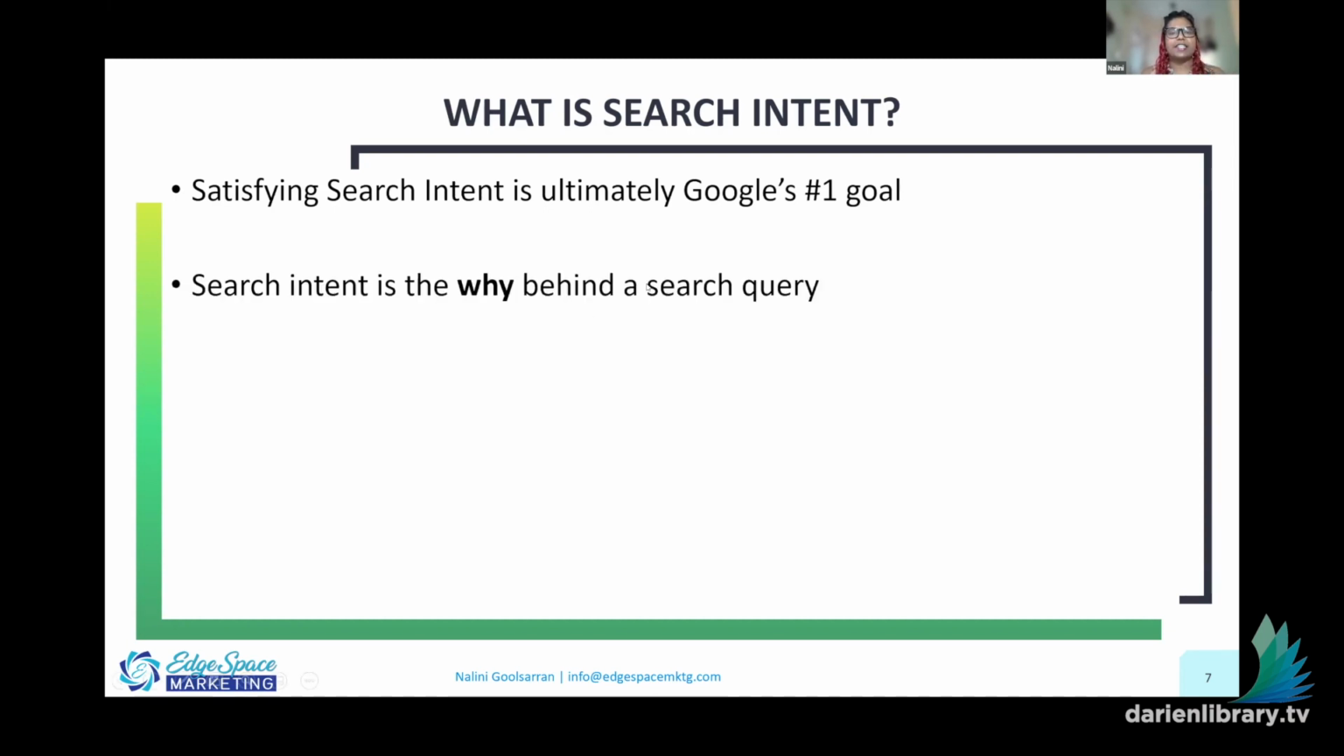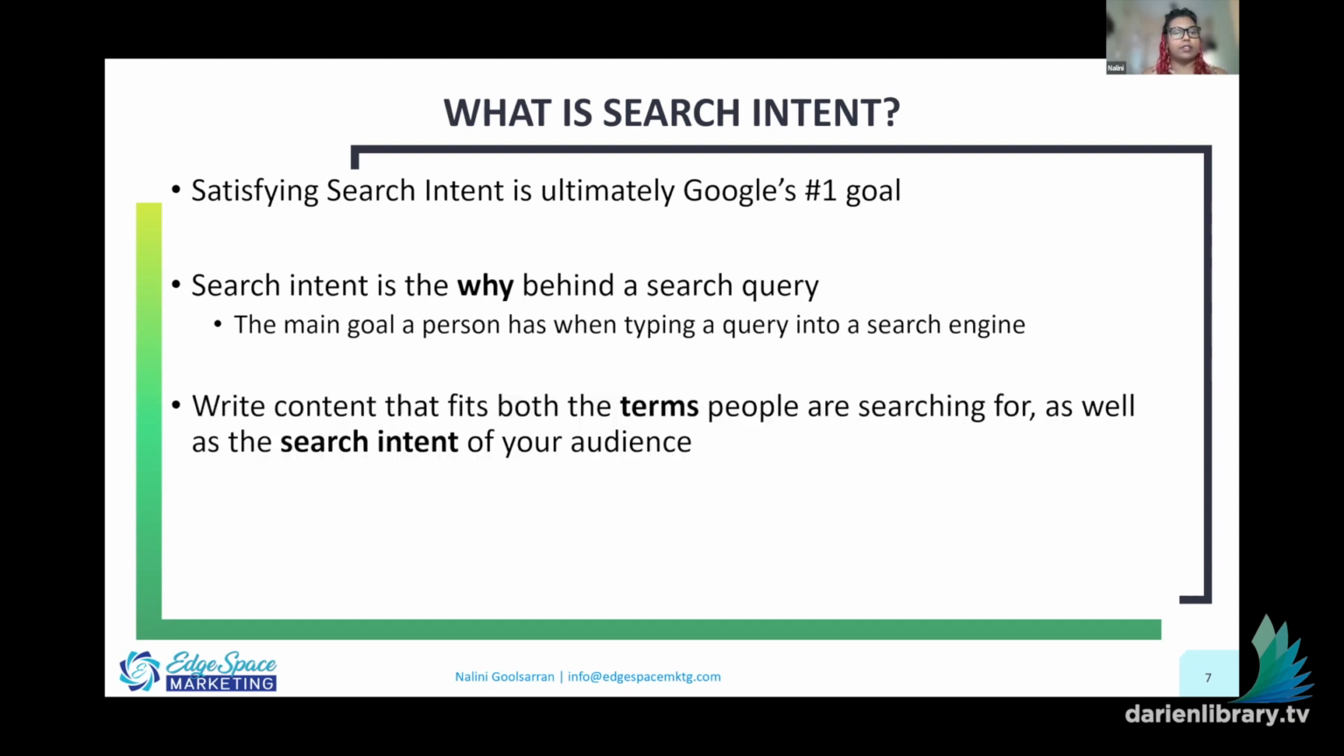Your search intent is the why behind a search query. People come to Google for different reasons. And if you understand why they came to Google, then you'll understand what they're going to search for. The what and the why go hand in hand, and they're very important. It's the person's main goal when they're typing into a search engine, whether it's looking for something, trying to buy something, and we'll get into what those are in a moment.